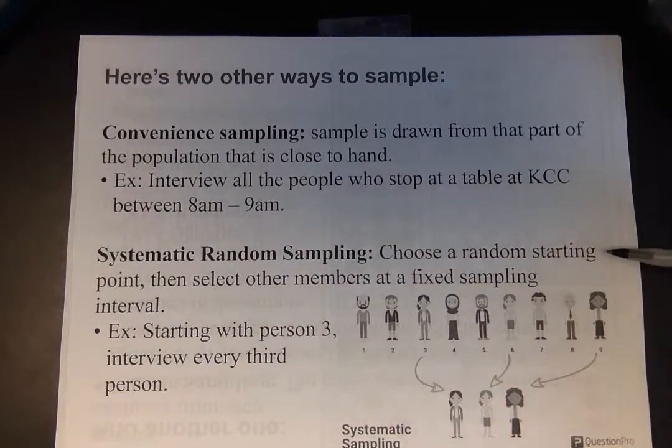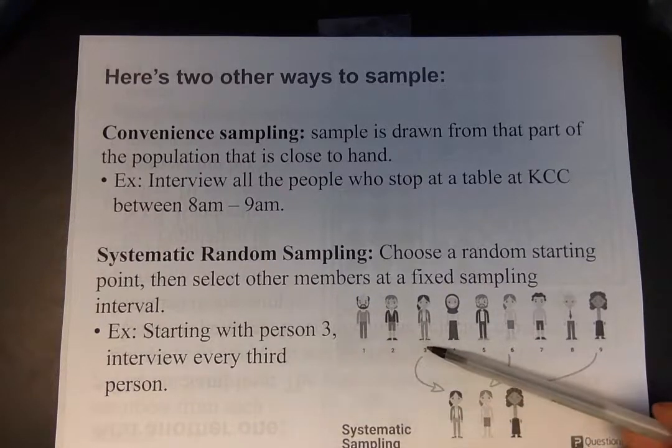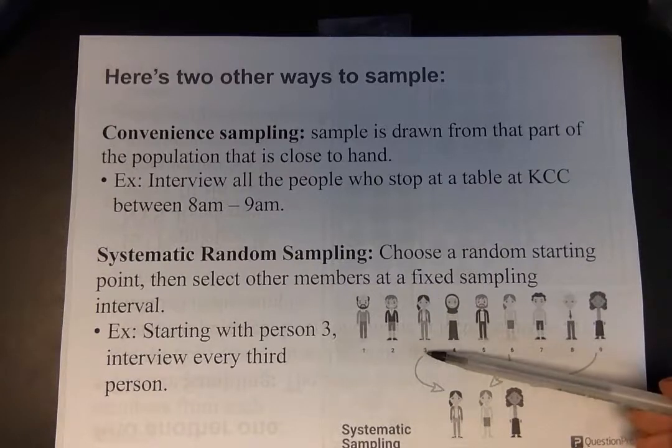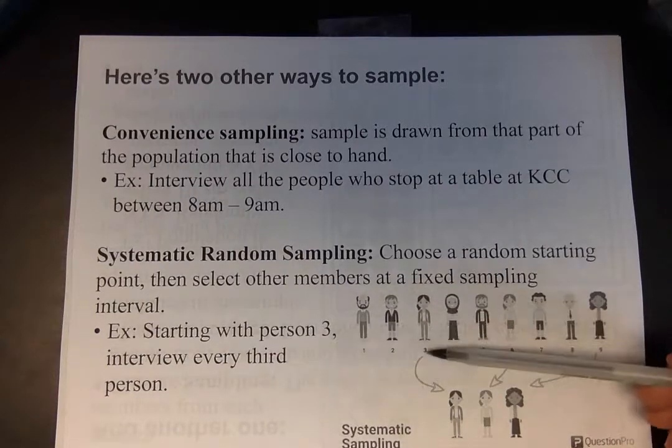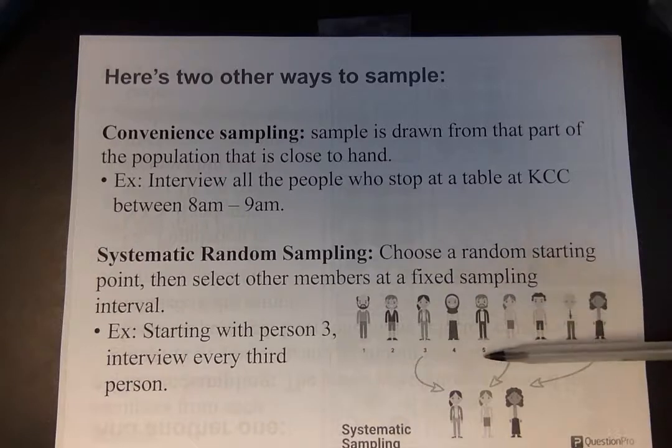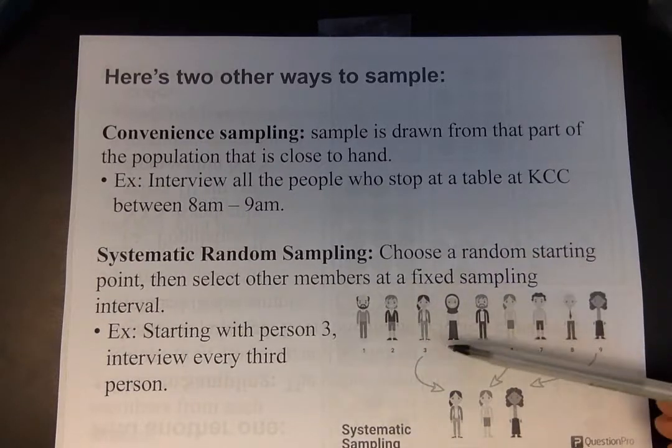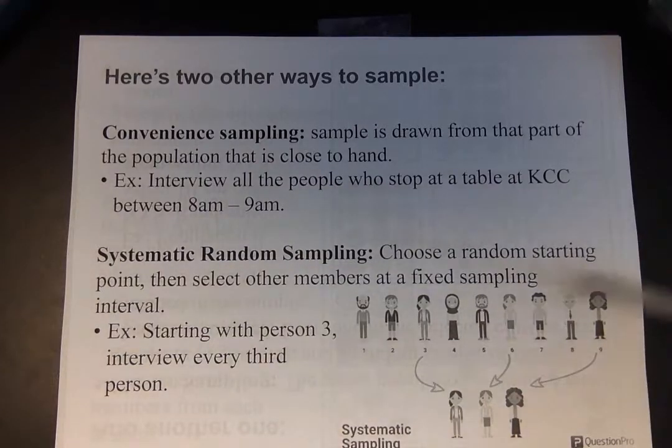So with this, we choose a random starting point and then we select other members at a fixed sampling interval. I have a little picture here that I pulled from the internet of one example of a systematic random sample. We start with person number 3, and that person will be randomly chosen. Okay, so I'm going to randomly choose person number 3, and then I'm going to interview every third person. So I'm going to interview person 3, 6, 9, 12, and so on from there on out. So that's systematic random sampling.